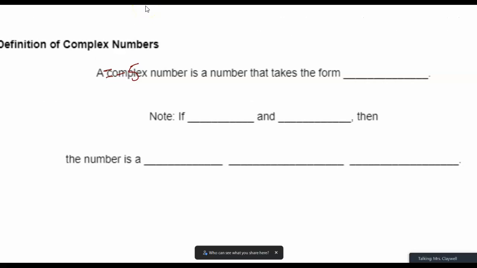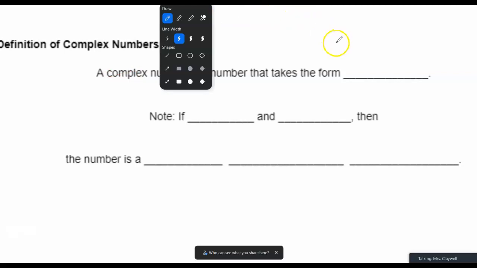So with this in mind, we reviewed what i's are. Now we can talk about what a complex number is. A complex number takes the form a plus bi. So a and b are like normal numbers, or integers, and i is the variable.